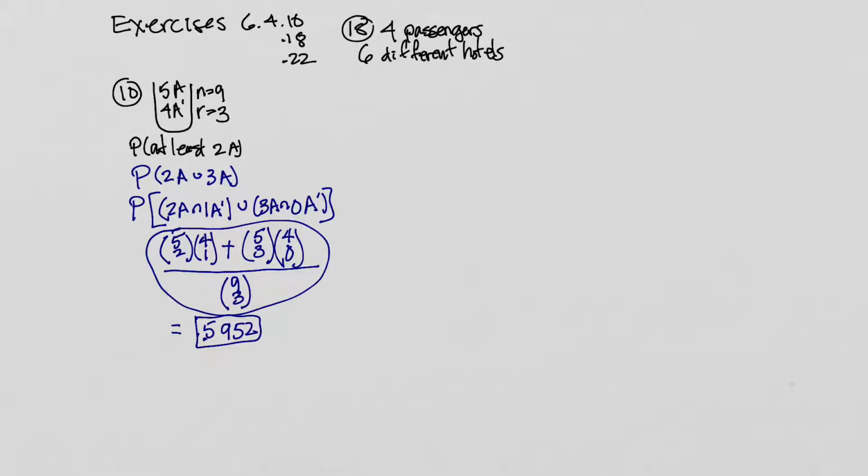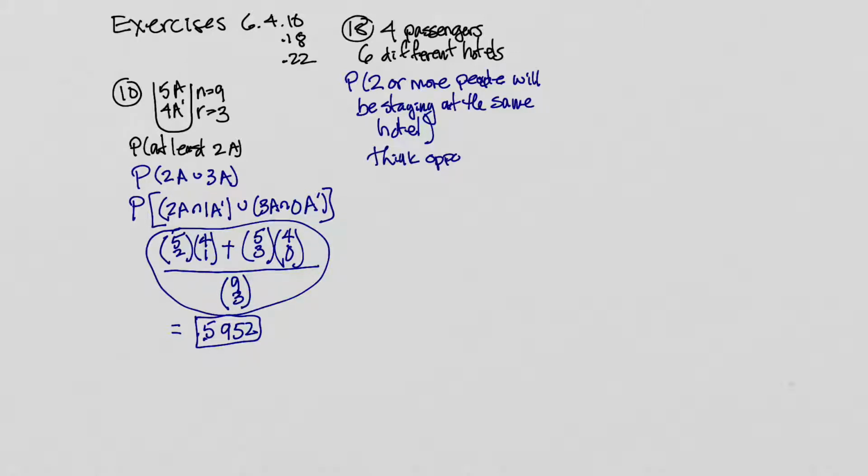Problem number 18. An airport limousine has 4 passengers and stops at 6 different hotels. We want to know what is the probability that 2 or more people will be staying at the same hotel. Well, this idea of 2 or more, that's at least 2. At least 2 out of these 4 passengers will be staying at the same hotel. So I'm going to think opposite here. And the opposite of at least 2 staying at the same hotel is going to be 1 minus the probability that none of them stay at the same hotel.